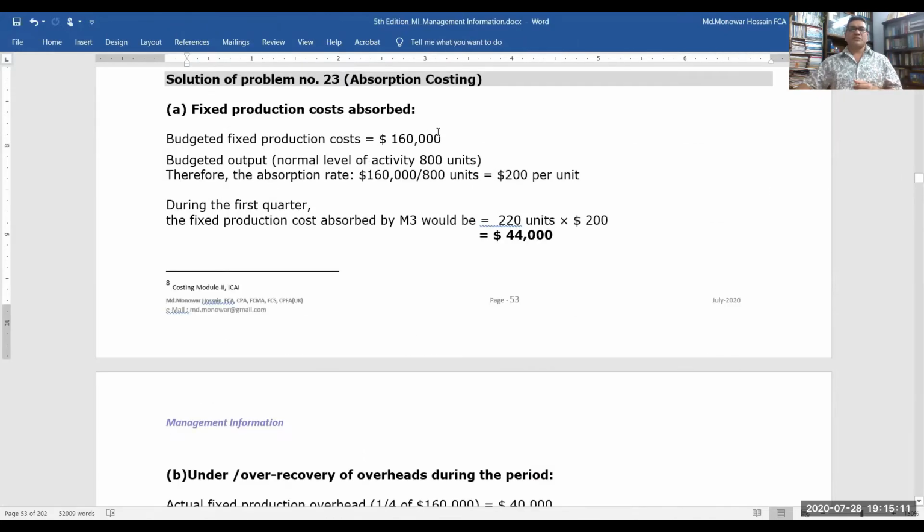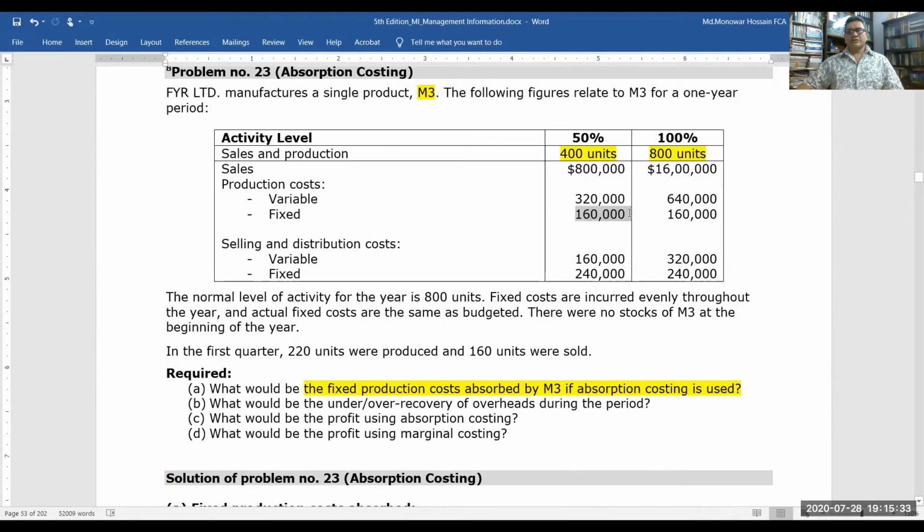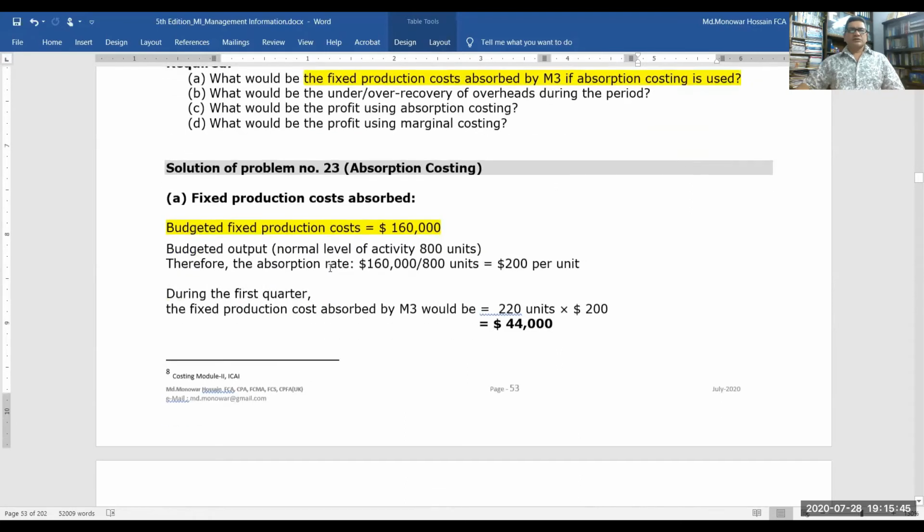Budgeted fixed production cost is 1,60,000 at all levels of capacity. The budgeted normal output is 800 units as per the question, and therefore the absorption rate is 1,60,000 divided by 800 units, which gives us 200 per unit.